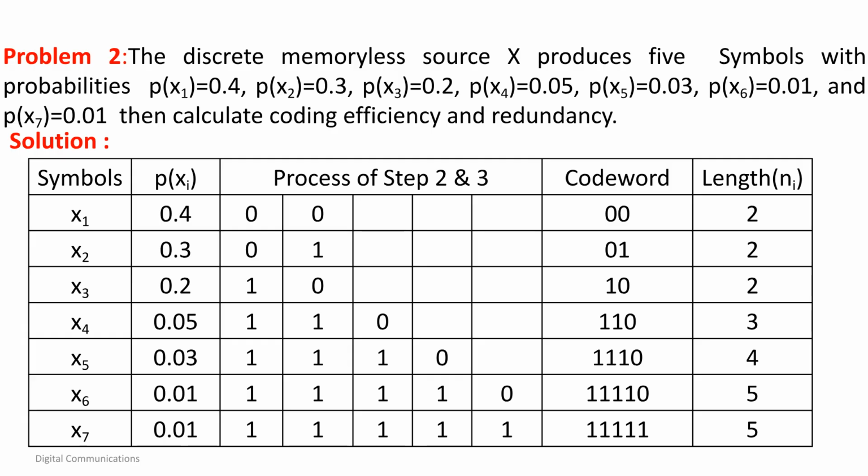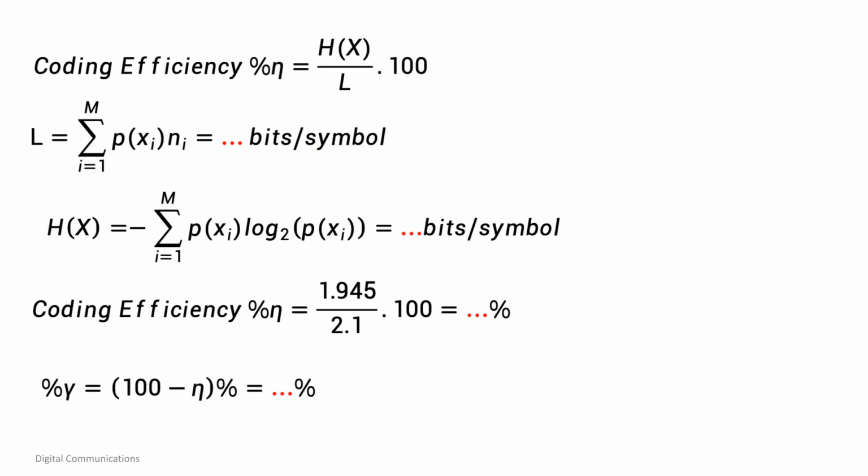Problem 2 involves a discrete memoryless source with 7 symbols and their corresponding probabilities. The task is to calculate the coding efficiency and redundancy. The table provides the data and the steps for Shannon-Fano coding. This slide provides the formulas for calculating coding efficiency, average code word length, and entropy. Note that the entropy h of x is calculated to be 1.945 bits per symbol, and the average code length L is 2.1 bits per symbol. Calculating efficiency yields a result in percent, and redundancy is 100 minus efficiency.